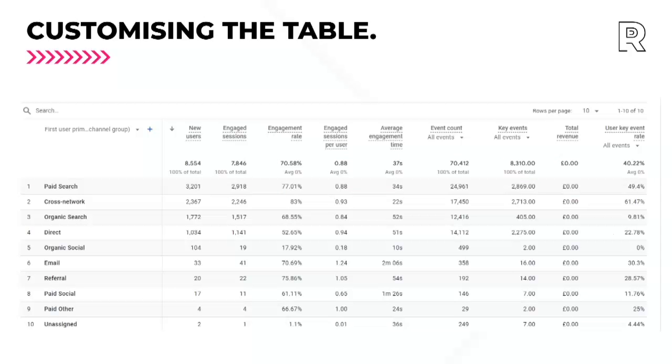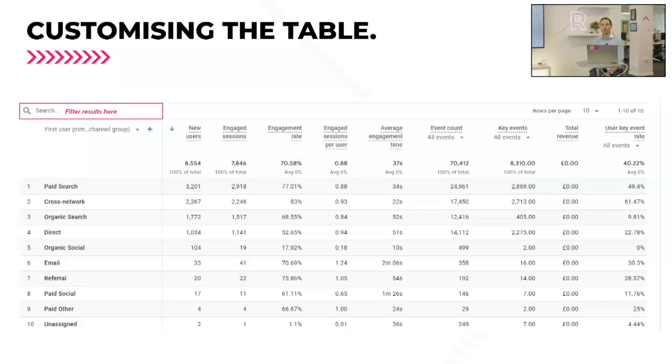So here's an example of a table. There's a lot more customization you can actually do once you've got the table up as well. First one is the search bar. So this would be useful, for example, if you just wanted to look at paid media or just organic media. If you just type paid into the search bar, it will filter out anything that's not paid.